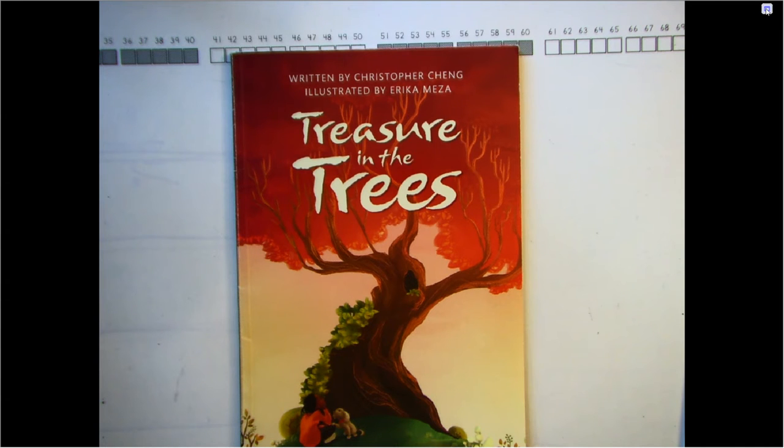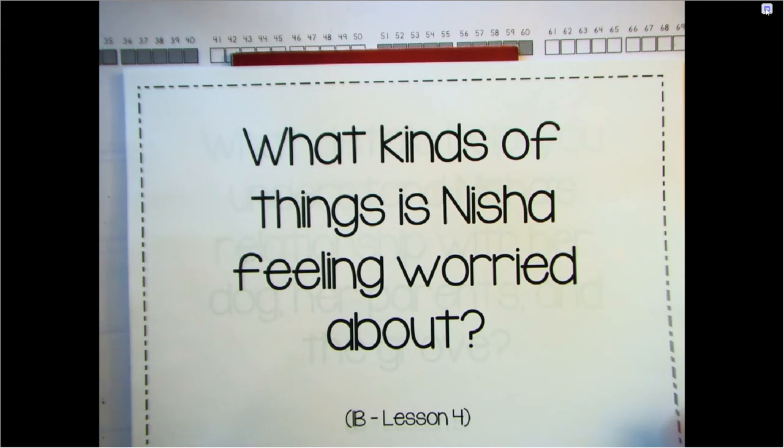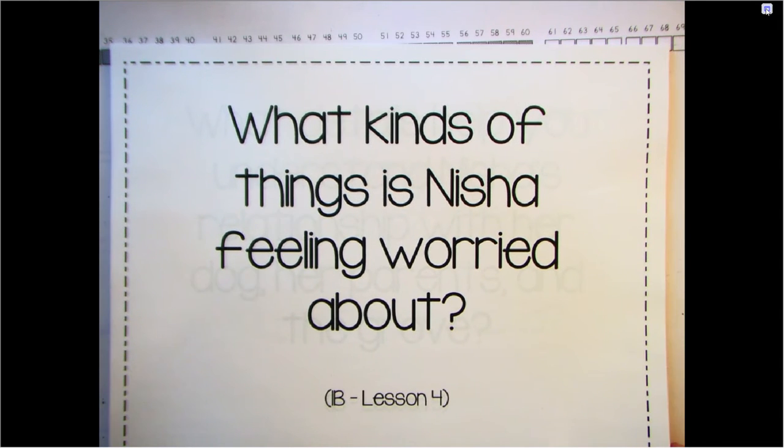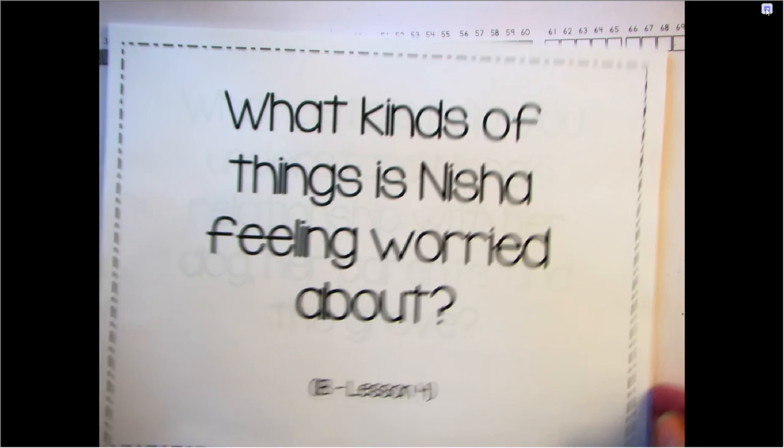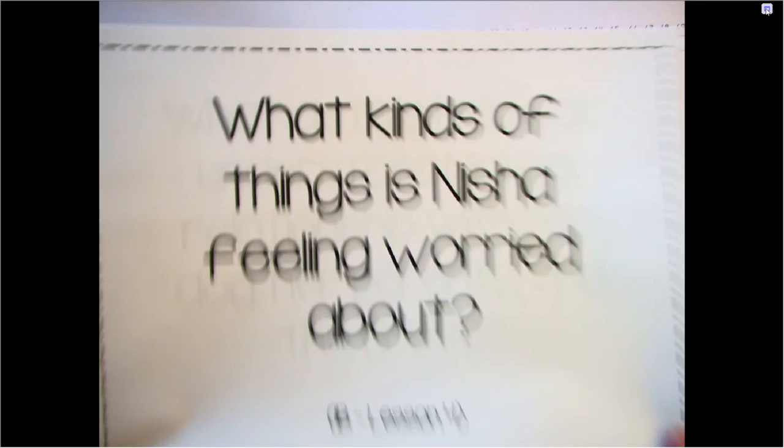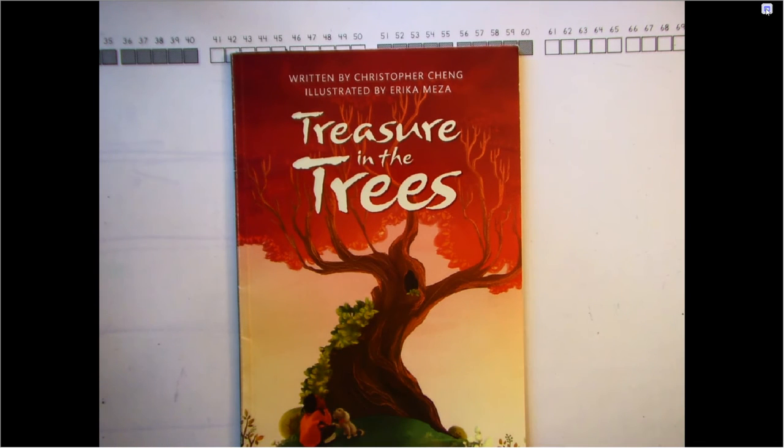This book is written in, I think, about 6 or 7 different chapters. We're going to learn a little bit about the characters in the story and get to know them. But while I'm reading, I want you to be thinking about this question. What kinds of things is Nisha feeling worried about? Okay, you don't know Nisha yet, but you will in a little bit. So I want you to be thinking, what kinds of things is she worried about? And I also want you to think about, how would you feel in the story compared to how Nisha feels in the story?